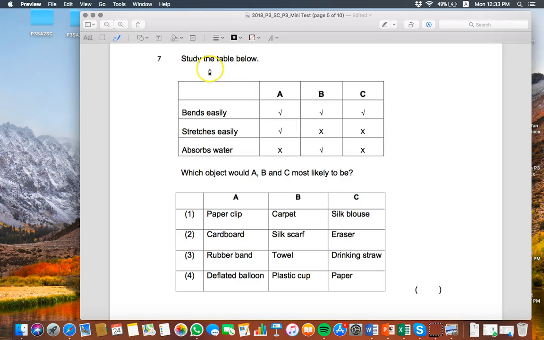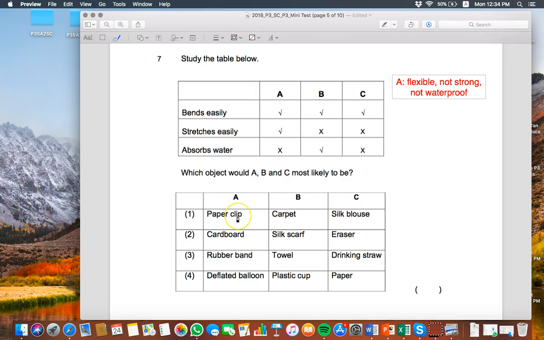So maybe you want to write down at the side. We say that A is flexible, stretches easily, not strong, and it is not waterproof. So let's look at the options.